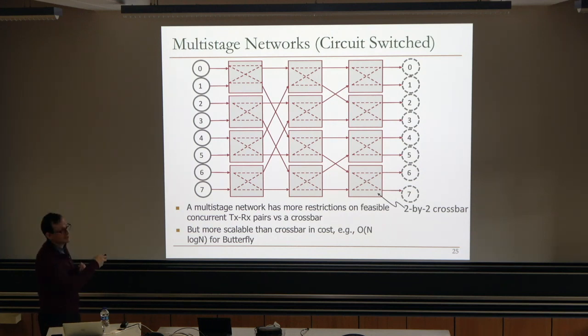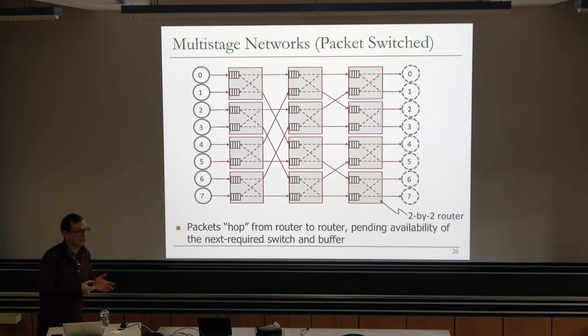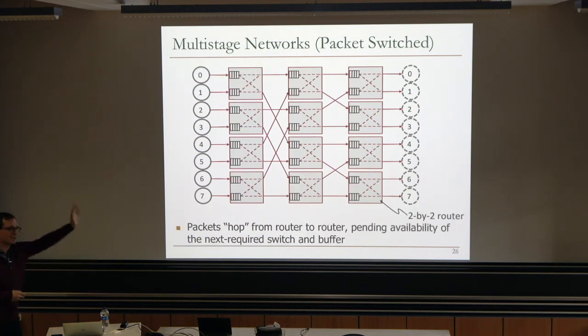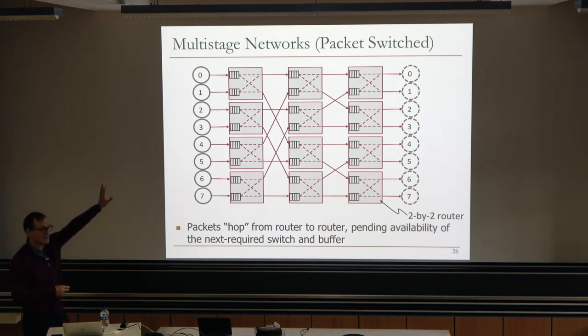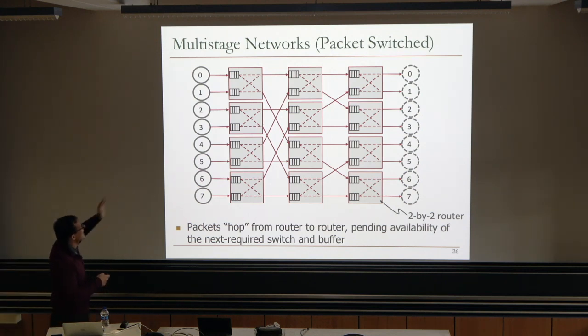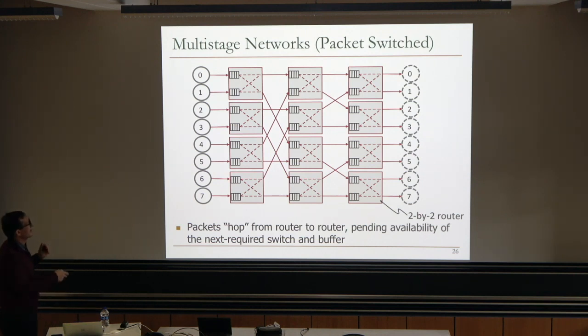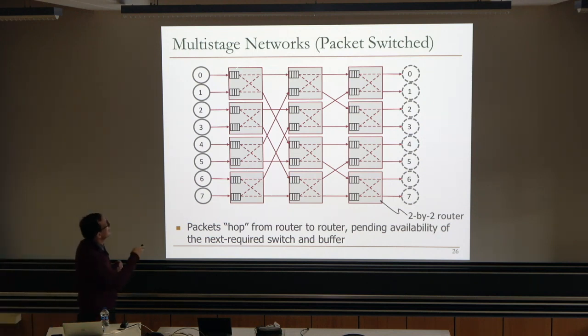Then you basically do packet switching. And the idea of packet switching is essentially different. In this case, it's buffered packet switching, but buffering and not buffering is actually orthogonal to packet switching also. But basically, the idea is packets hop from router to router pending availability of the next required switch and buffer. And the router makes the routing decision every cycle.